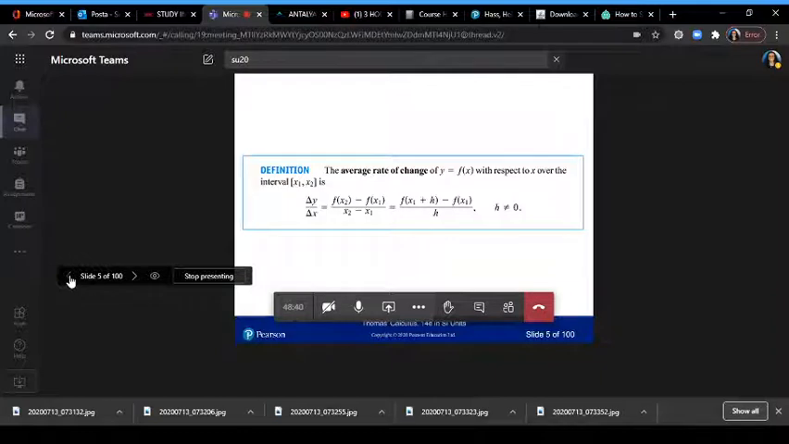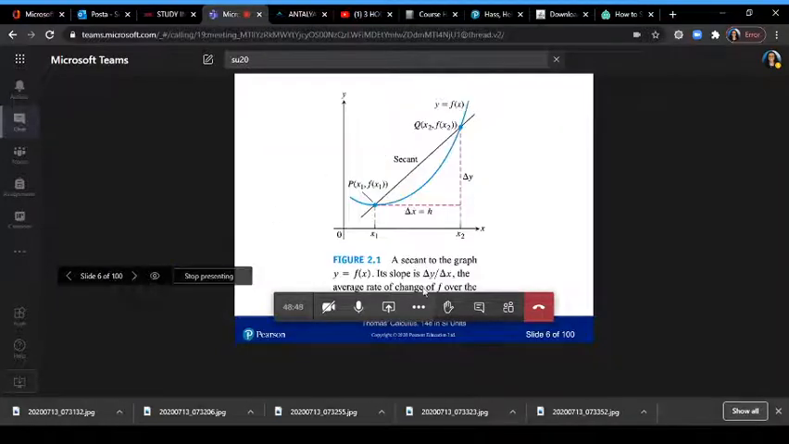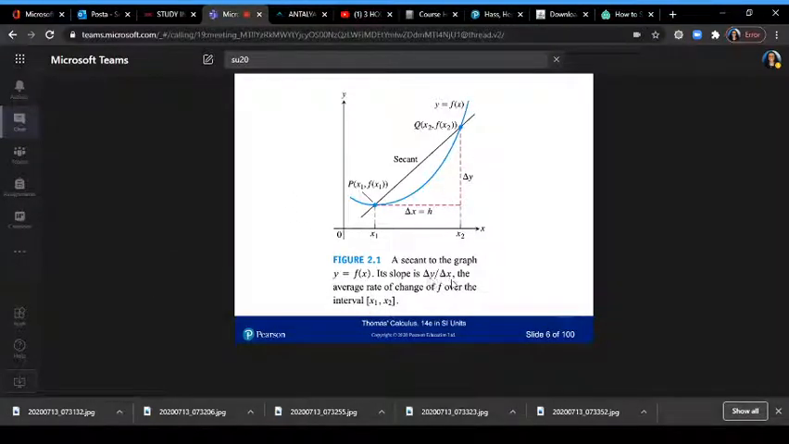Okay, we talked about the average rate, and first we talked about average speed and average rate. When you look at this function geometrically, what does this mean? We want to understand it. So we write delta y over delta x as the average rate of change.